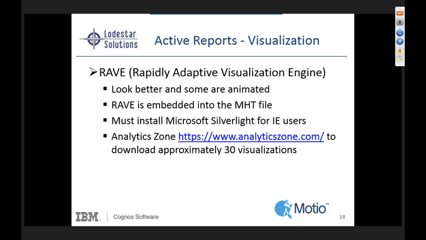So now the really exciting enhancement, which is RAVE, the Rapidly Adaptive Visualization Engine. I'll give you a little background on what these visualizations are, and then I'm going to show you in a quick demo where to get them and how to load them in your Active Reports. Right now there are about 30 of them, as I said, on analyticszone.com. And for those of you who don't use it, Analytics Zone is a great area. It's a wealth of knowledge with software and forums and users just like yourself that deals with all analytics. So I put up the website there.